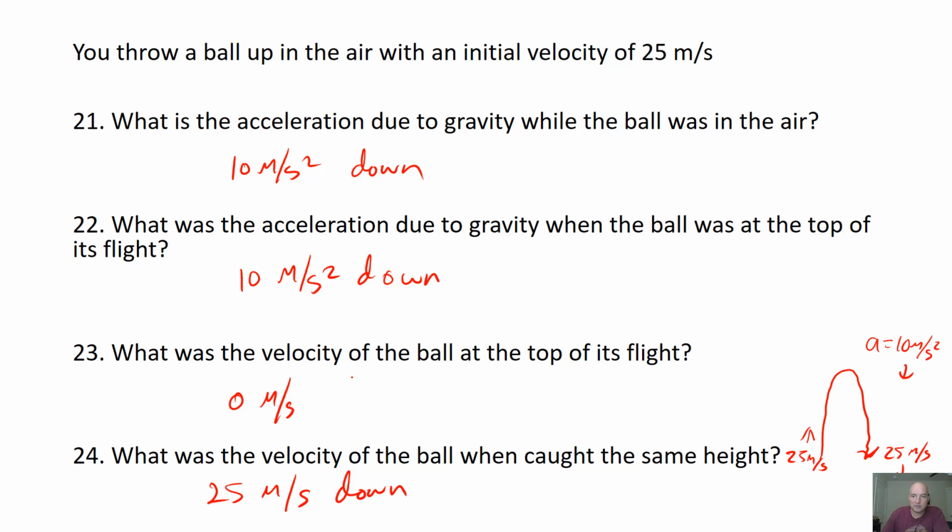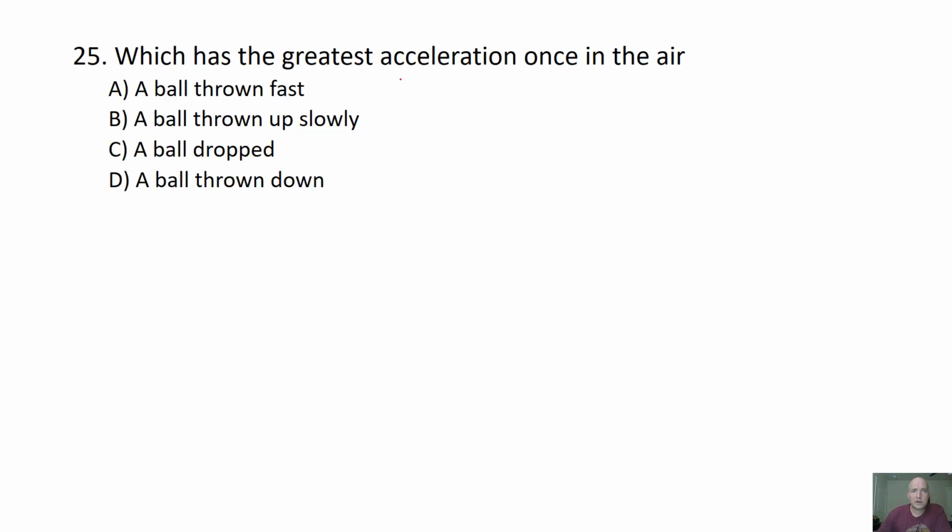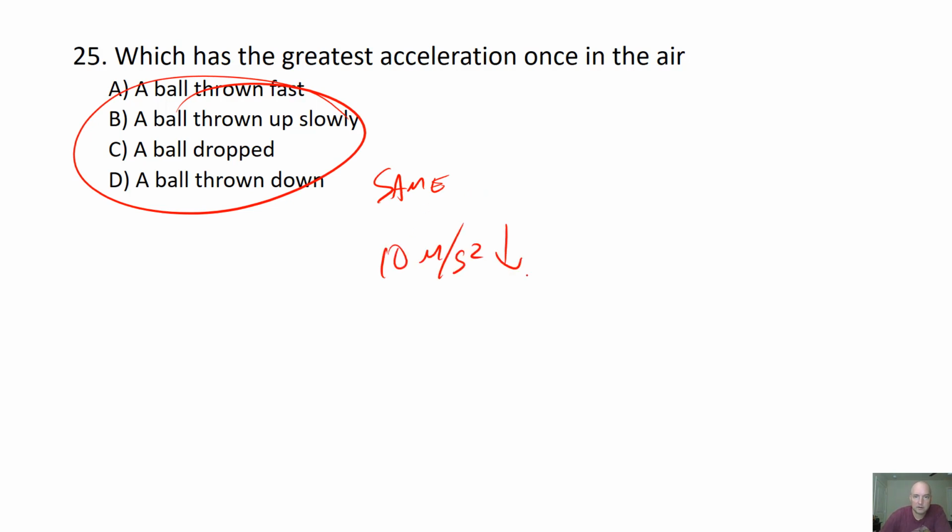So acceleration stays the same. It's the velocity that's changing because of that acceleration always staying the same, which means it's changing the velocity the same way the whole time, same rate, but the velocity is changing the whole time. Okay, which has a greater acceleration once it's in the air? They are all going to be the same. Doesn't matter how it gets in the air. They're all going to be changing by 10 meters per second downwards every second.